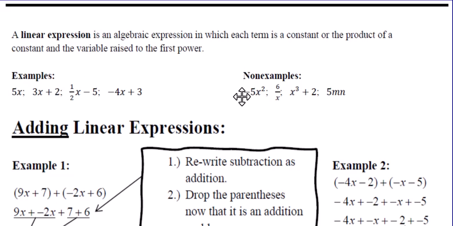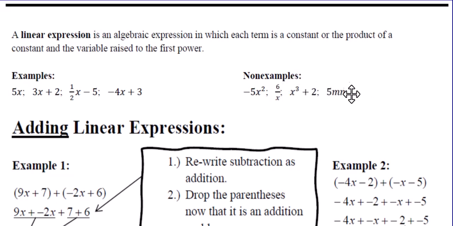Now, some non-examples include negative 5x squared, 6 over x, x cubed plus 2, and 5mn. Those are not linear expressions. What we notice in this first example is an exponent of 2. In the third example, we notice an exponent of 3.